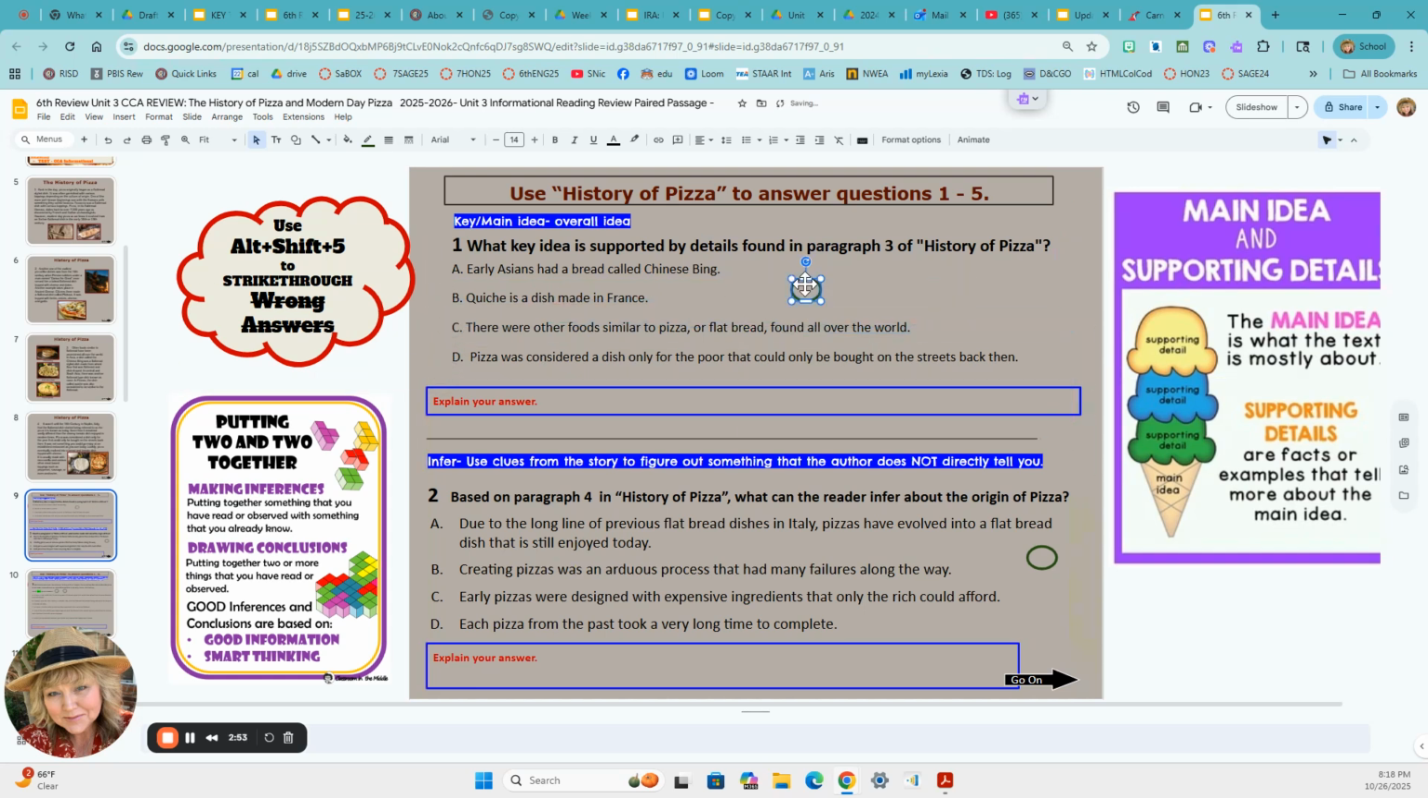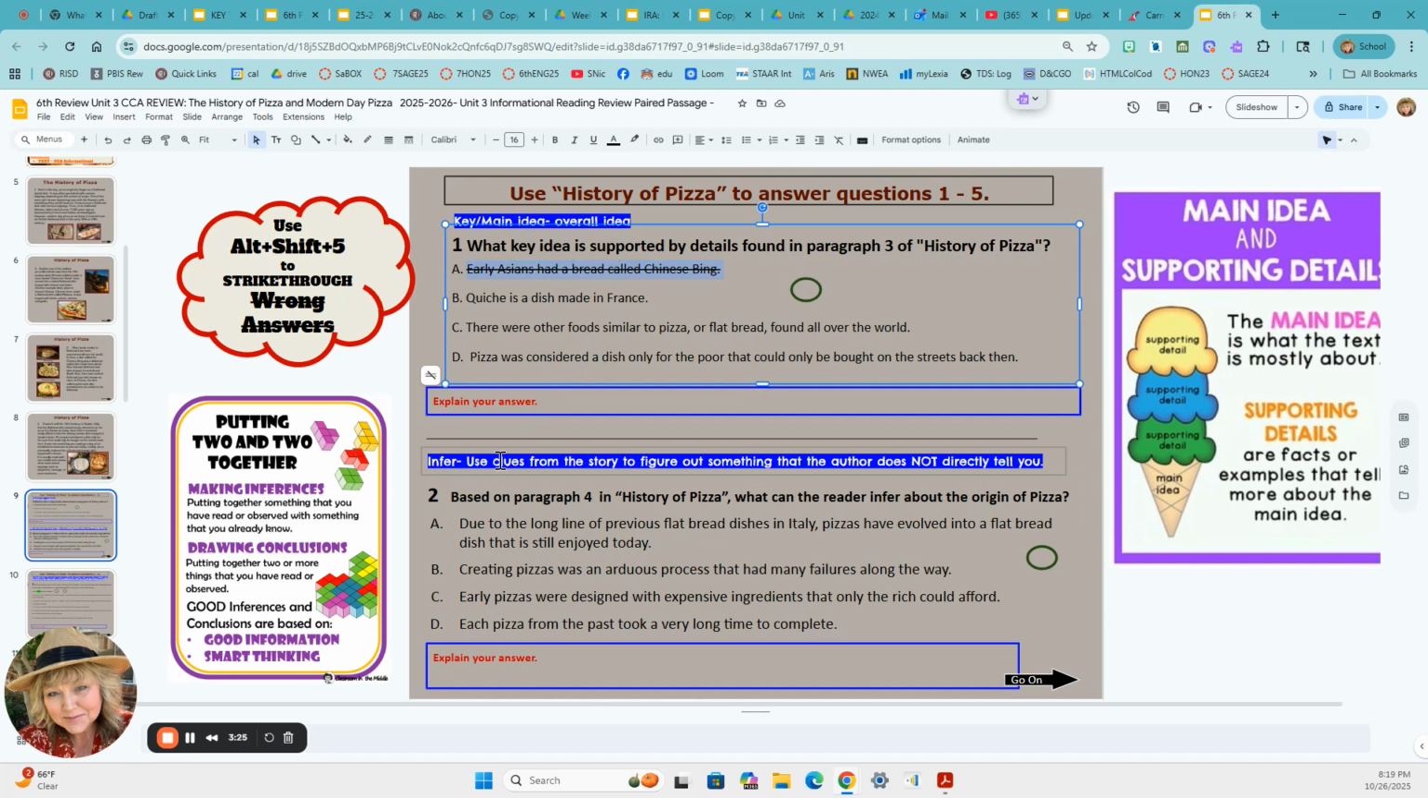And then as you work, if you know that an answer is not a correct answer, then you can strike through it by doing Alt Shift 5, and you can strike through your answers. It's also going to ask that you explain your answers. Once you know that it's the correct answer, you can explain your answer as you go.